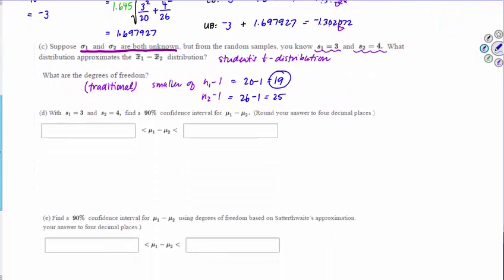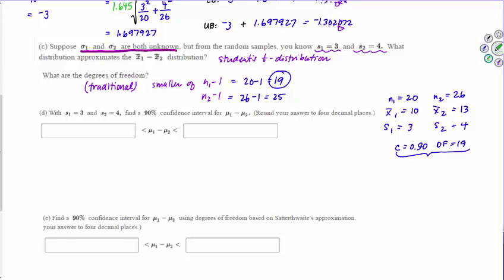Given that degrees of freedom and the sample standard deviations, I just want to write down what we had again since it scrolled off my screen. Sample size 1 was 20, sample mean 1 was 10, sample size 2 is 26, sample mean 2 is 13, standard deviation 1 is 3, and standard deviation 2 is 4. The confidence level is 90 and the degrees of freedom is 19. So we can use this together to create the critical value of t.